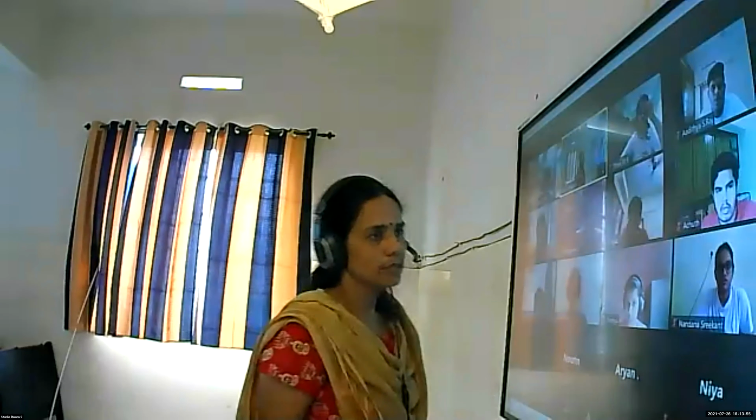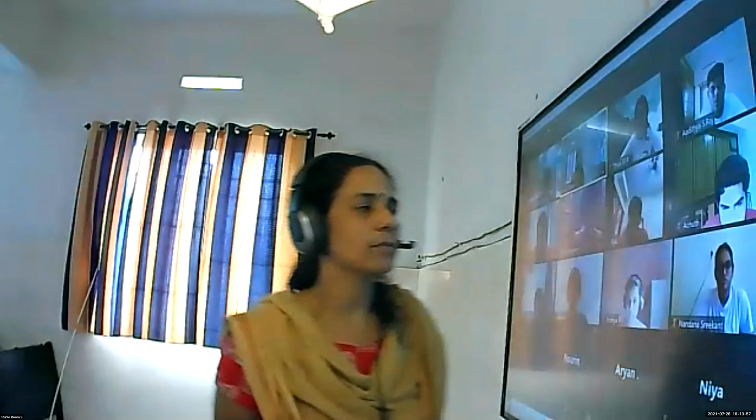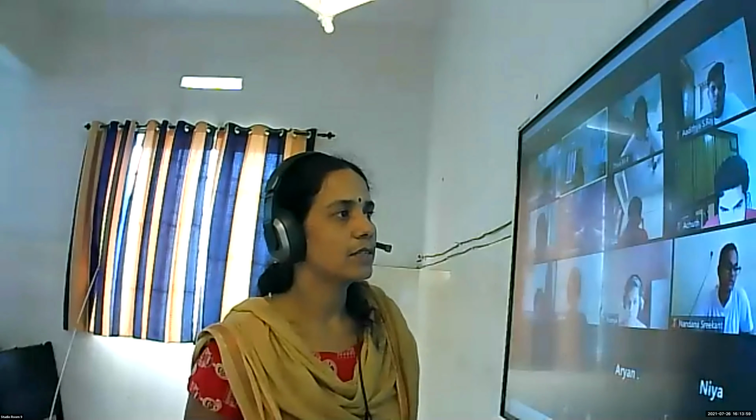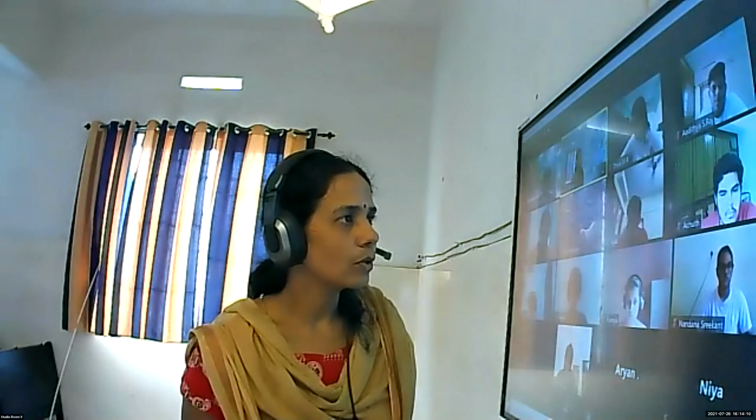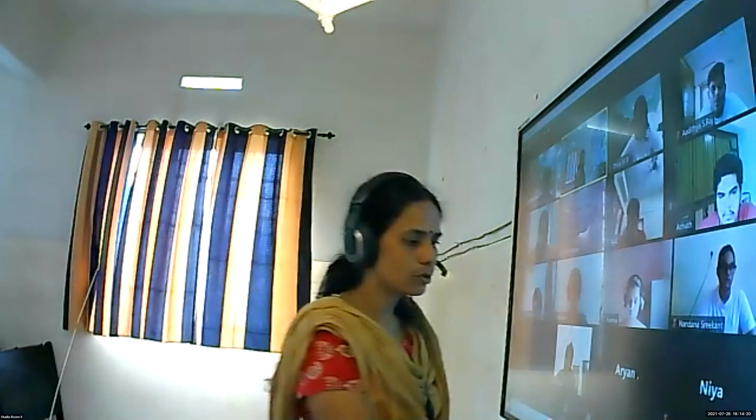Okay, first recall the steps for finding maxima, minima. First we will find f dash of x. Then we find f double dash of x, isn't it? Then we equate which one to 0? We have to equate the first order derivative to 0, isn't it?